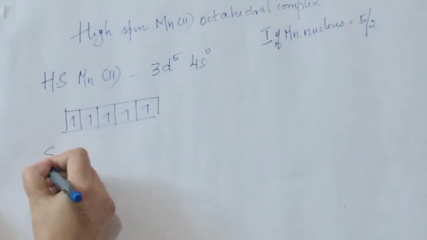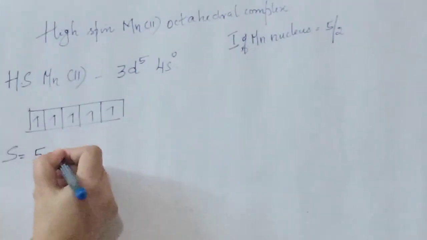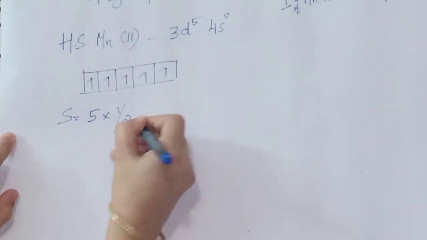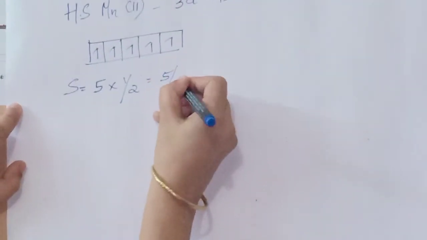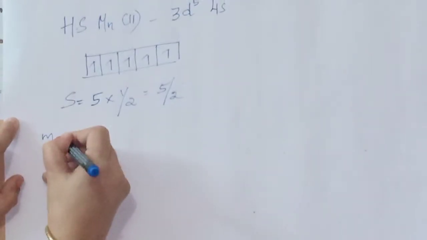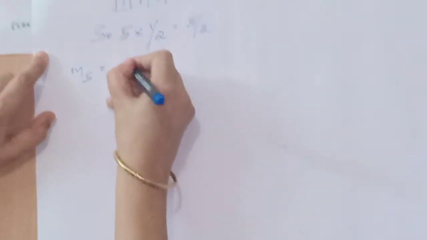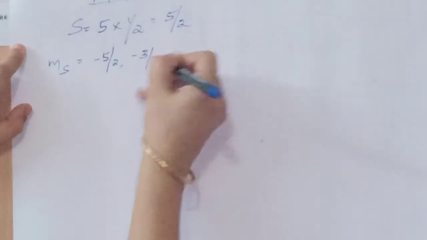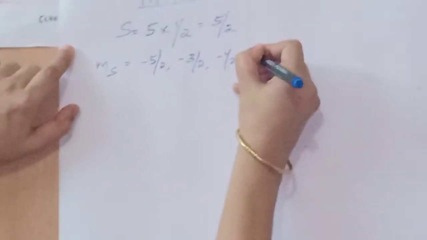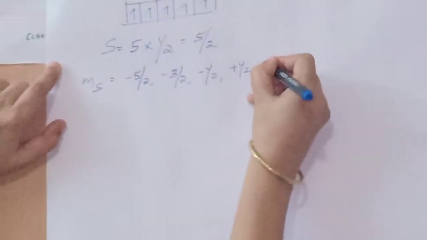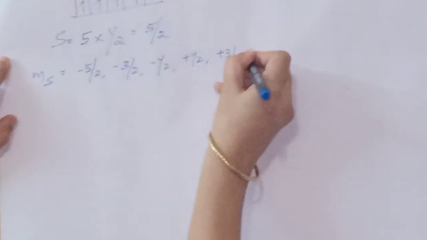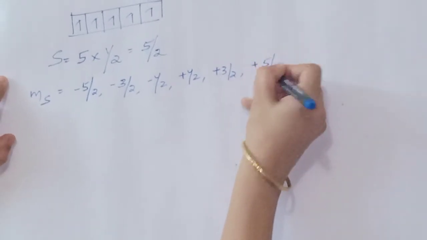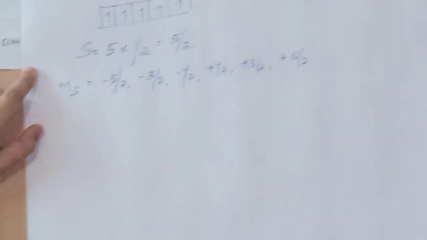So the total spin of the system will be 5 into half, which is equal to 5/2, and the different spin states will be -5/2, -3/2, -1/2, +3/2, and +5/2.